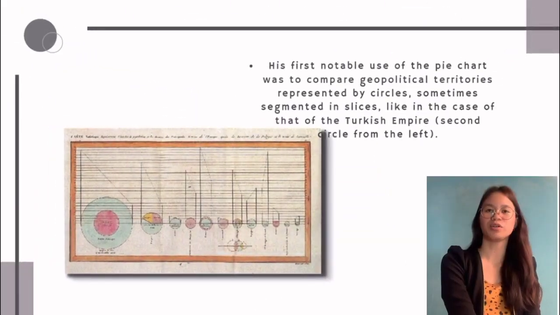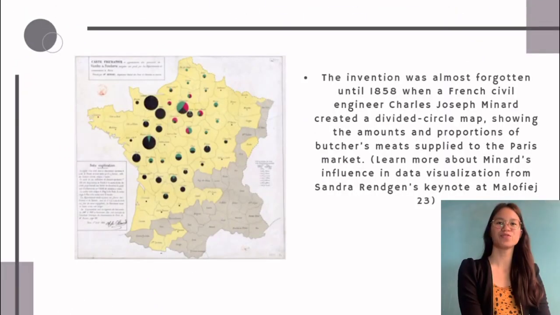His first notable use of the pie chart was to compare geopolitical territories represented by circles, sometimes segmented in slices, like in the case of the Turkish Empire, represented in the picture. The invention was almost forgotten until 1858, when the French civil engineer Charles-Joseph Minard created a divided circle map showing the amounts and proportions of butcher's meats supplied to the Paris market.